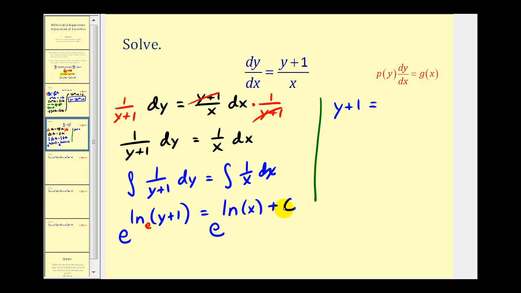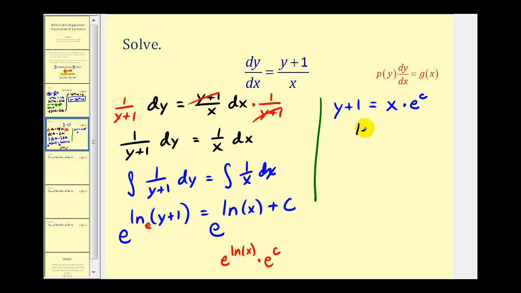And on the right side, notice how we have some addition here. Remember, we add exponents when we're multiplying and the bases are the same. So this is equivalent to e raised to the power of natural log x times e raised to the power of c. So this is going to simplify nicely to x, and this is just going to be times e to the c. But if c is a constant, e to the c is also a constant.